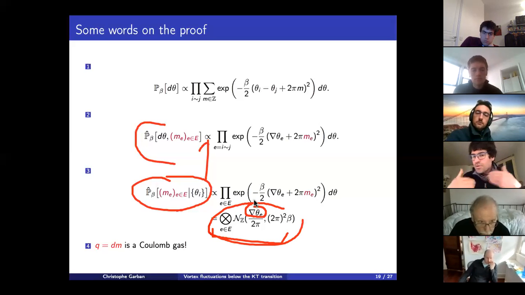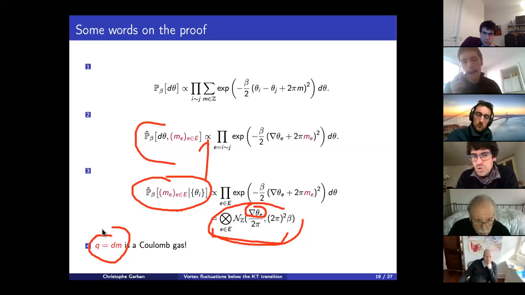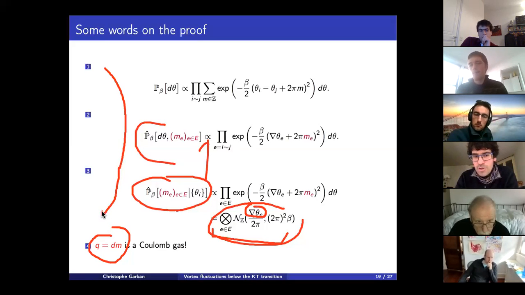So in other words, the quenched law of this one form is simple. It's a product of integer Gaussians that are shifted. And the good news is that the curl of this m, or the differential of this m, is exactly a Coulomb gas. So in the next slide, I will just repeat things by saying that this framework gives you an algorithm, a fast way to sample a Coulomb gas in dimension 2.